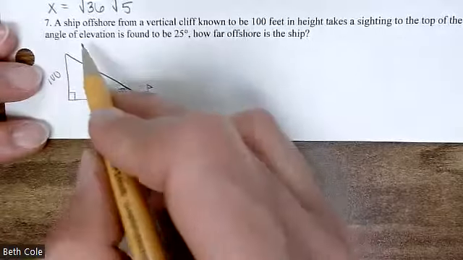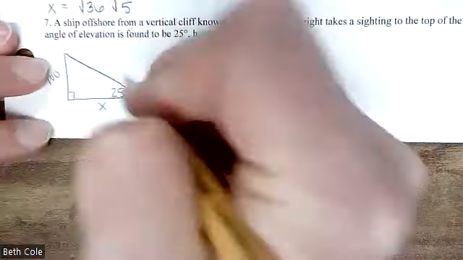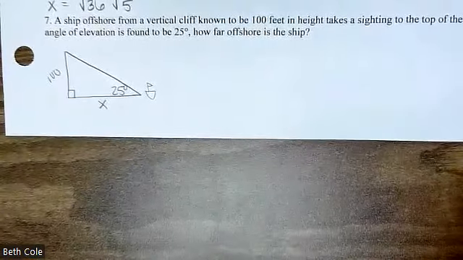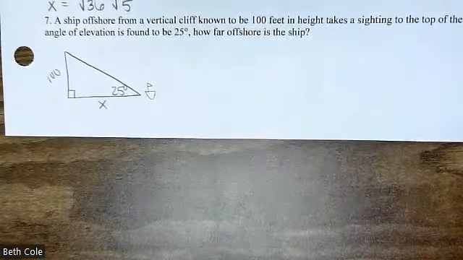Is it the bottom or is it the hypotenuse? Bottom. How far offshore is the ship? It's how far away is it from the cliff? All right, that was step 1. We did it. We drew and labeled a triangle.